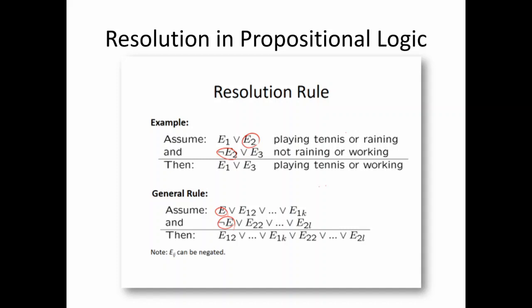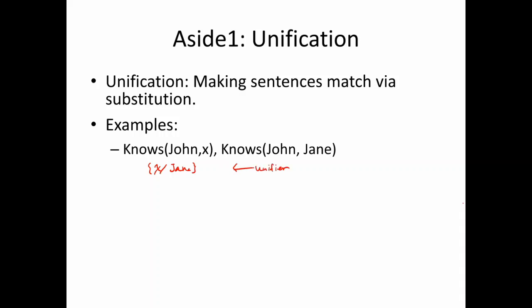In first order logic, you run into the same issue that we just dealt with, which is two sentences may not be the same unless you do some substitution. So we call this unification. So we're trying to make sentences match using substitution. For example, suppose we have two sentences, knows John X and knows John Jane. Which substitution would make these sentences equivalent? Well, the substitution we need is taking X and changing it to Jane. And this substitution is called a unifier of these two sentences.